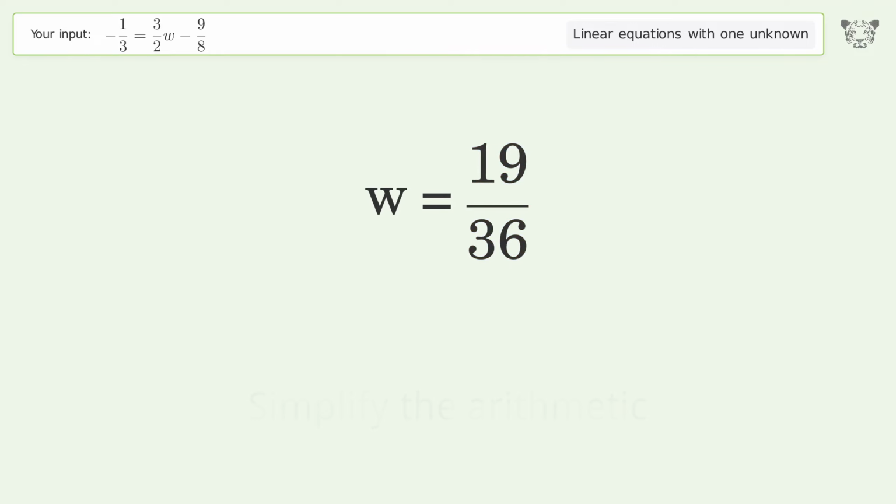And so the final result is w equals 19 over 36.